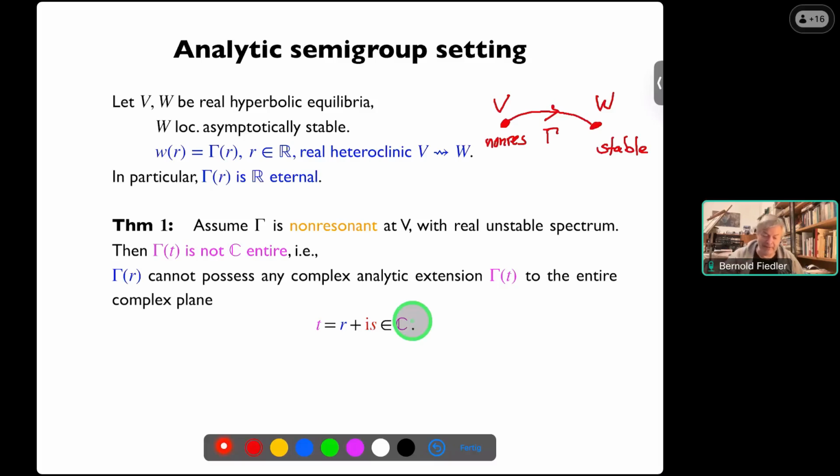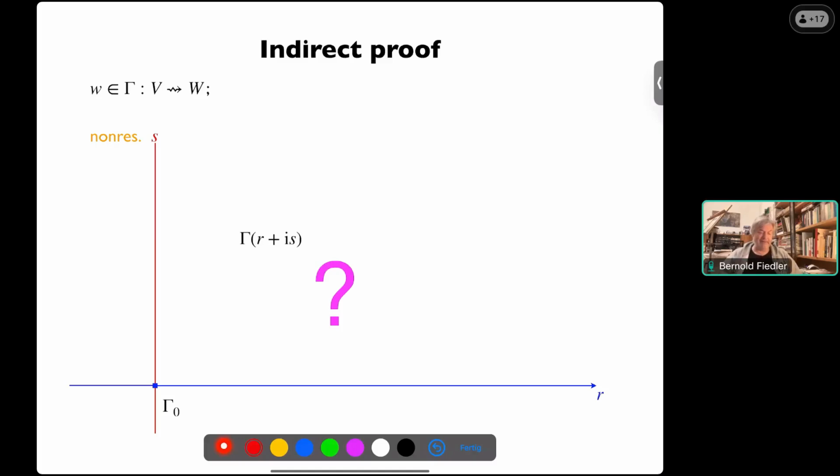So this generates blow-up. And let me prove this for you indirectly. I assume that I have a globally complex analytic solution, and I will lead this to a contradiction. What I'm plotting here is the time plane, R plus iS. And the blue solution is the heteroclinic orbit that we get from whatever techniques we have. I will comment on such heteroclinic orbits later in detail. And the question is, can this extend to the entire complex plane?